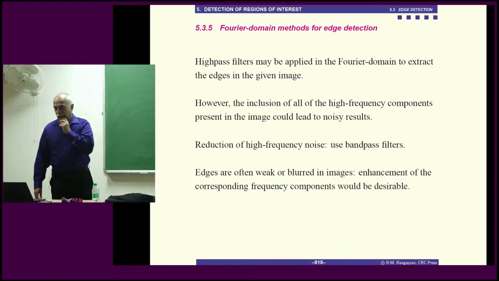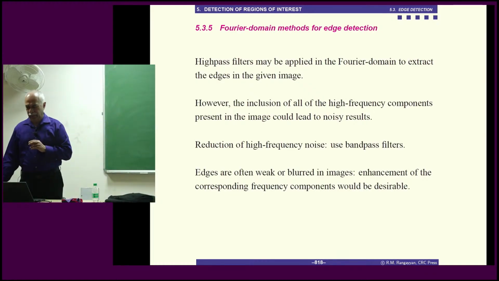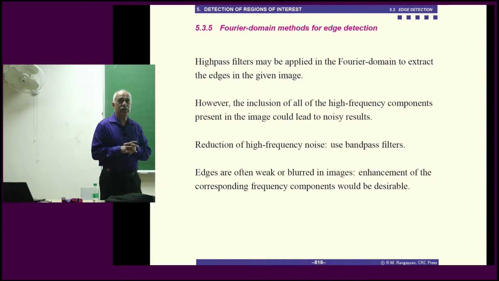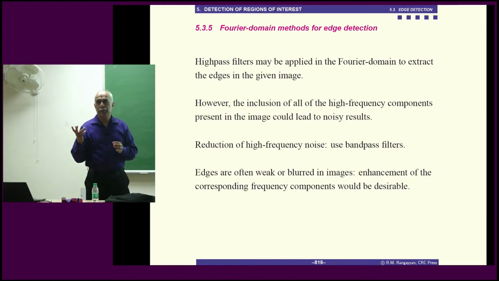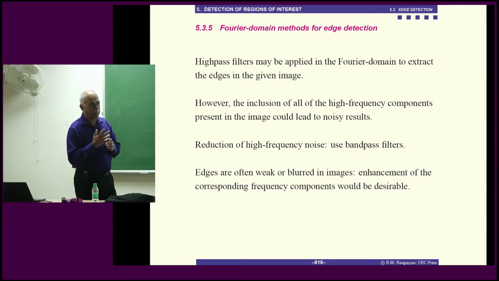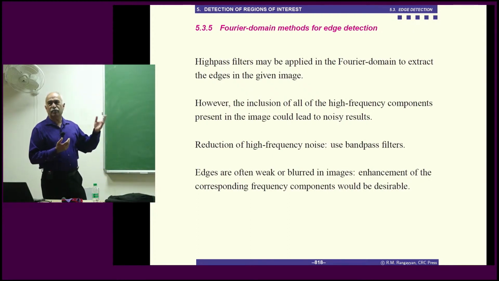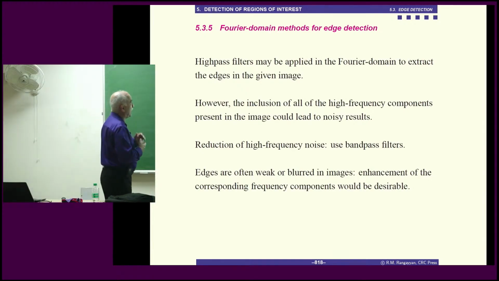Let's look at the Fourier transform also. Can we use the Fourier transform? Yes, to some extent we can use high-pass filters, take the output, and then try to threshold. But then it may be a bit difficult and you're adding computation. The other methods we have discussed may be more efficient. High-pass filters may be applied in the Fourier domain to extract edges, we have seen that.